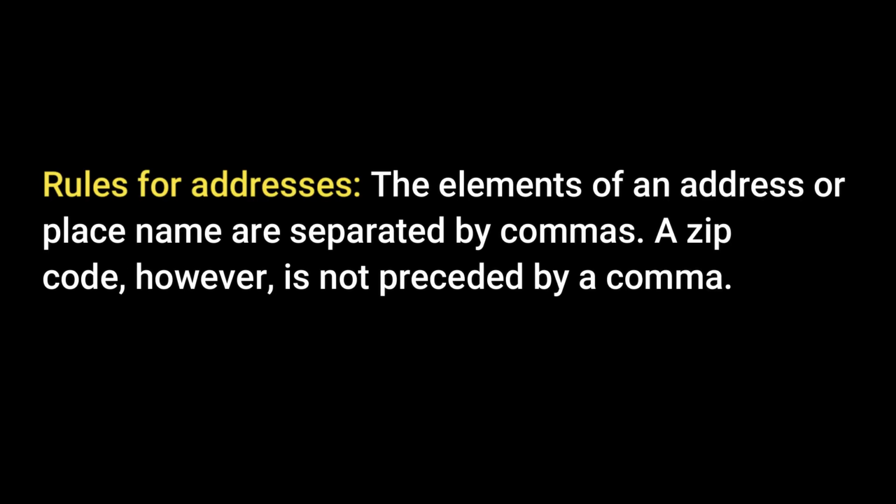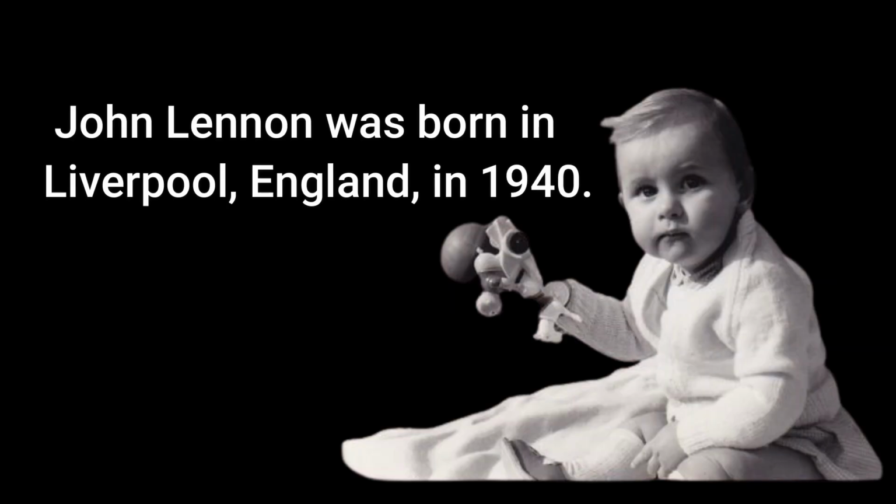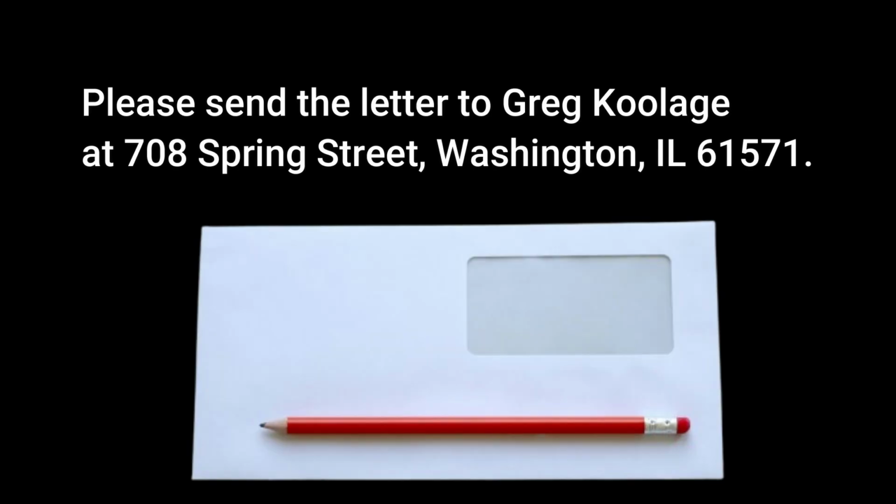Rules for addresses. The elements of an address or place name are separated by commas. A zip code, however, is not preceded by a comma. For example, John Lennon was born in Liverpool, England, in 1940. Here's another example. Please send the letter to Craig Coolidge at 708 Spring Street, Washington, Illinois, 61571.